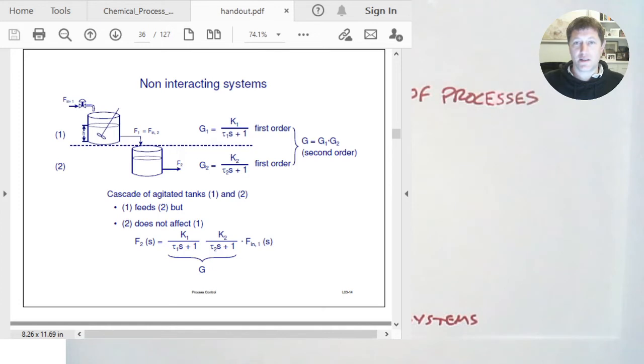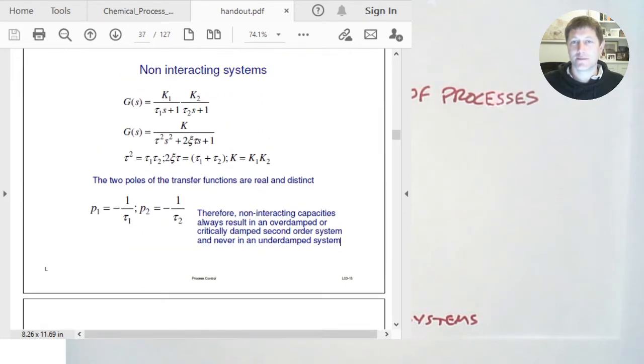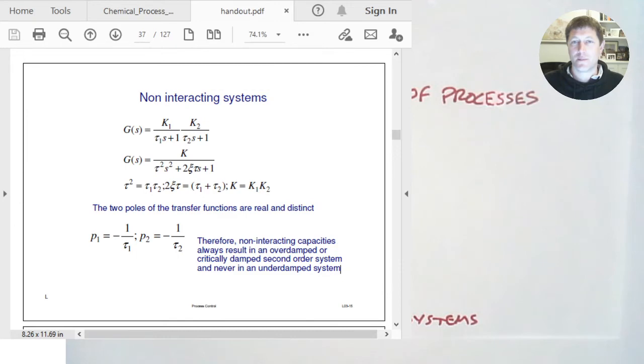For the non-interacting system, each of these is again described by a first order process, and together they combine as the product, and that creates a second order process. So what can we learn about their behaviour by considering this transfer function? Well, the transfer function looks like this.